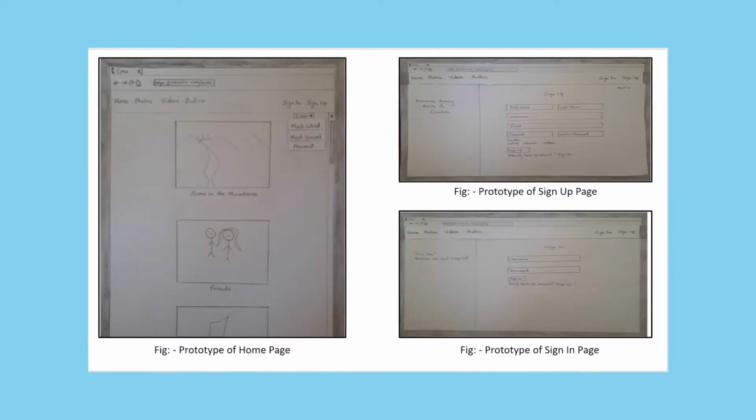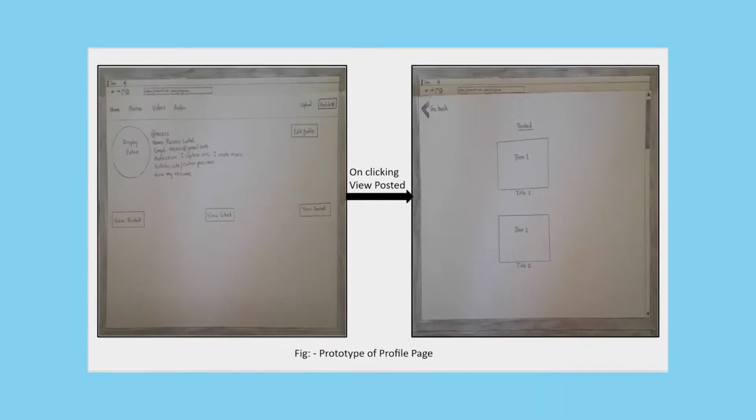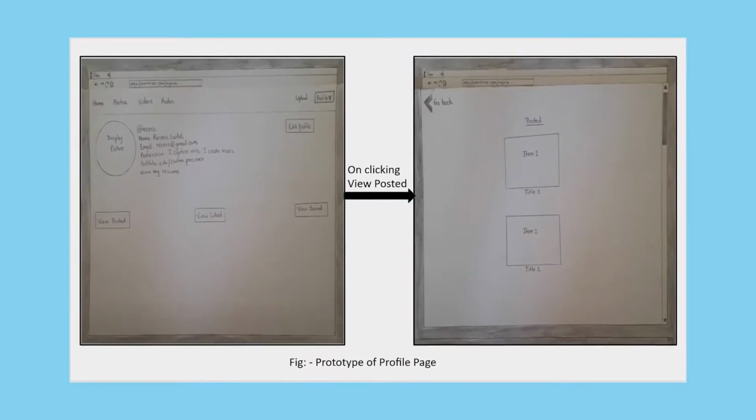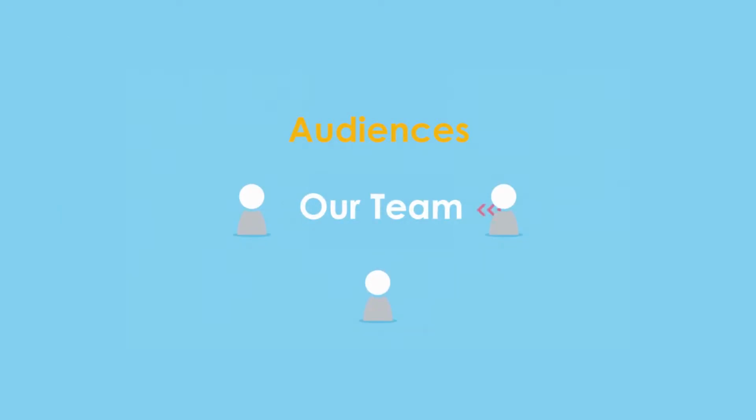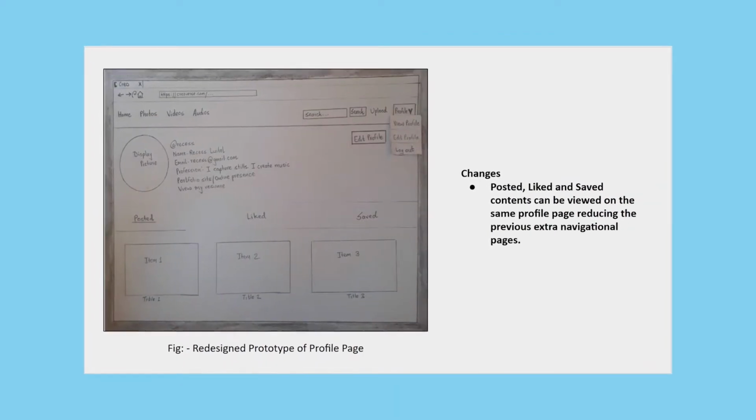Initially, we developed our first paper prototype that encapsulated the concept and drew the designs that best supported our concept. It was then introduced to our targeted audiences. Their feedback and suggestions were recorded. We incorporated those feedbacks and redesigned our final paper prototype.